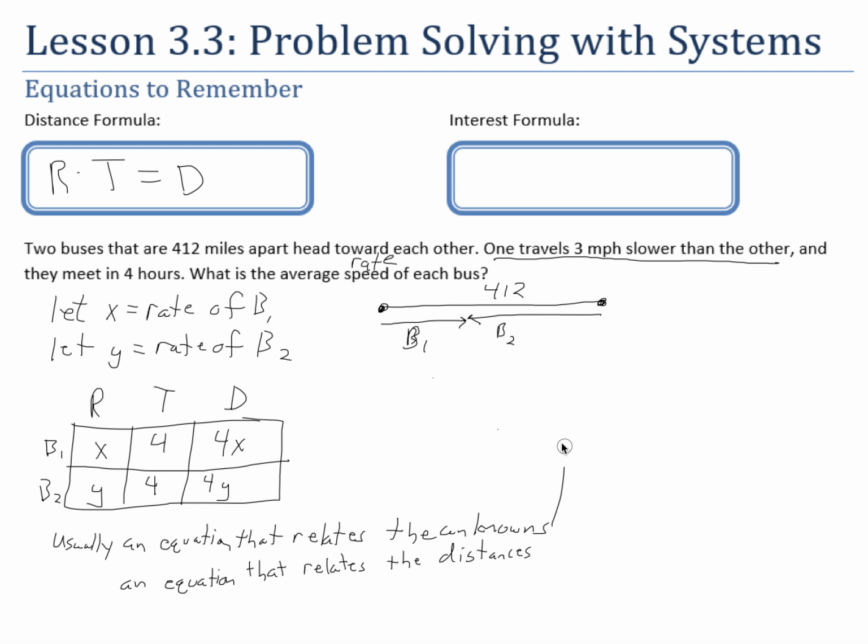So for this one, we know that x, so let's just take the rate of the first bus. Let's say it's 3 miles an hour slower than the other. Well, for the other one, y, it's 3 miles an hour slower than y. So take y's rate and subtract 3 from it. So if y was 20, this would be 17. So it's 3 miles an hour slower. So there's one equation. Next, we want to come up with an equation that relates to distances.